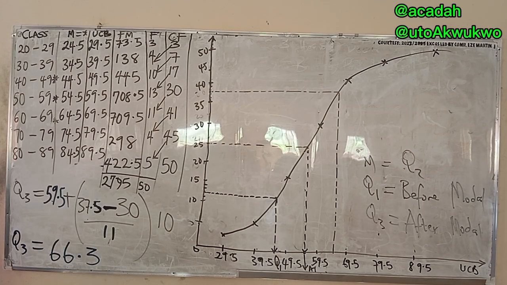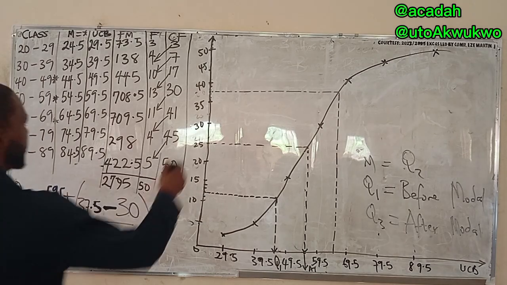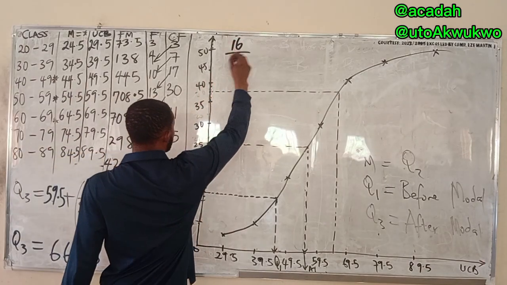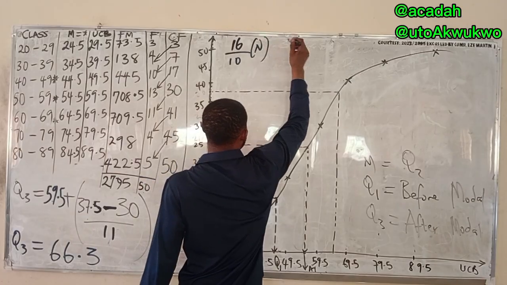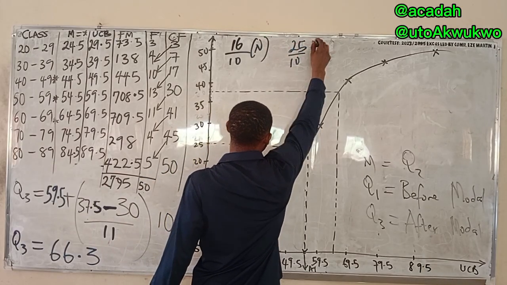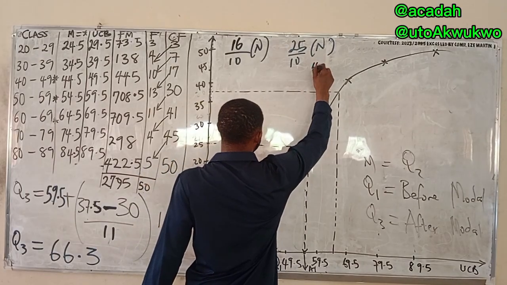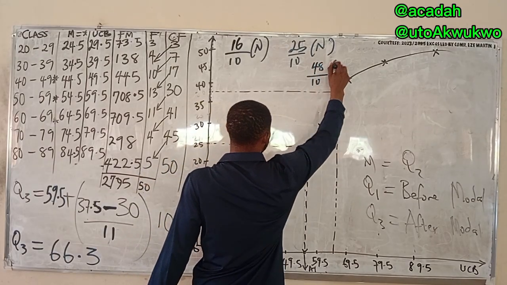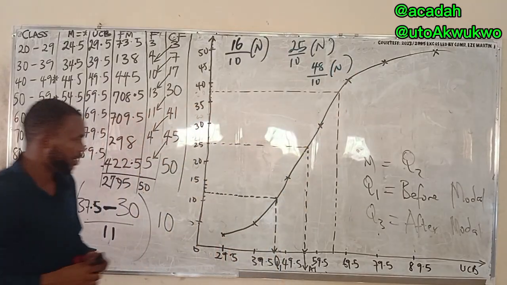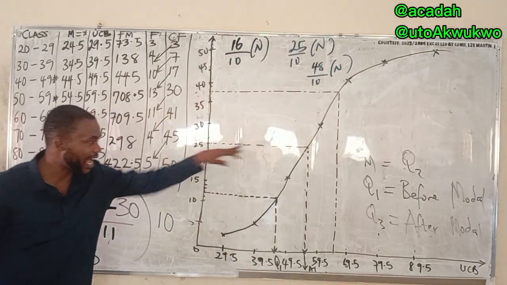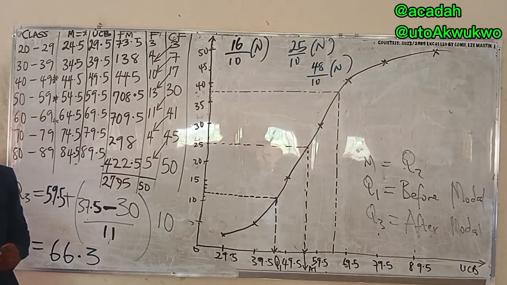Let's say we are asked to find the 16th decile, 25th decile, 80th decile. What it just means is, 16th decile means 16 over 10 times n. 25th decile means 25 over 10 times n. 48th decile means 48 over 10 times n. So when you locate it, you can come to this place and find it out. Let's do it for the 16th decile, so that it's not just explanation.